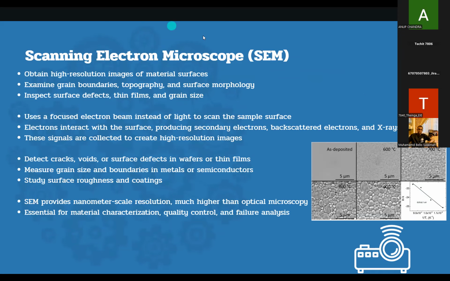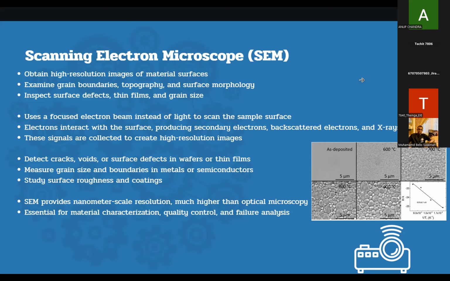Next, I will be talking about the microscope. The first one is the scanning electron microscope. It is basically a powerful microscope that can zoom onto surfaces and get high resolution images which can be clearly seen by the human eye. With the image, you can examine properties such as grain boundaries, topography, and surface morphology, and also inspect other things like surface defects, thin films, and grain size.